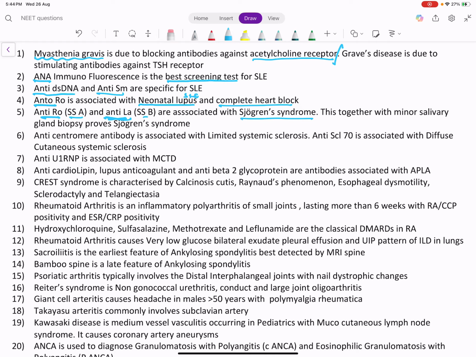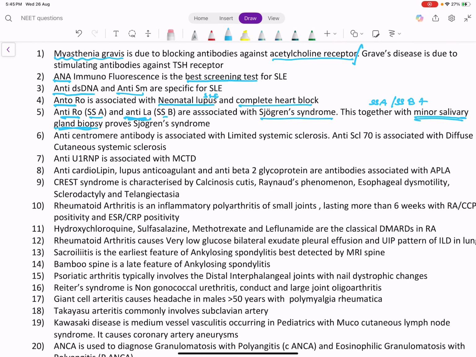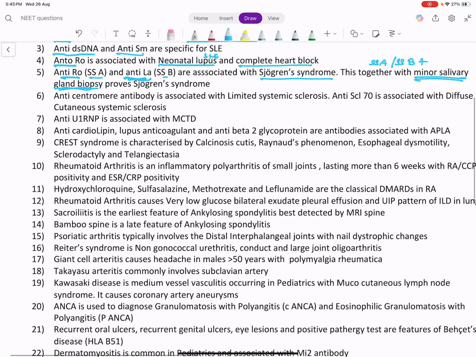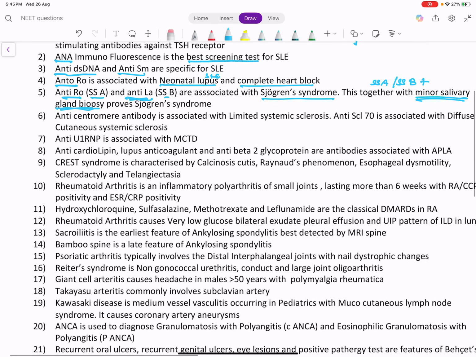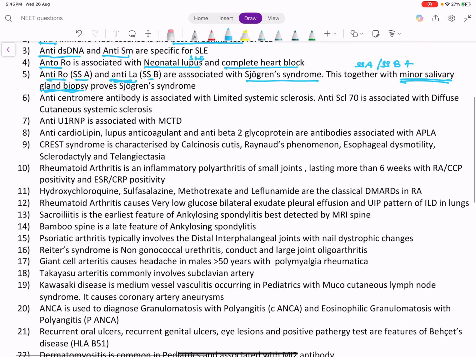How will you diagnose Sjogren syndrome? Sjogren syndrome is also a systemic autoantibody disease where there is lymphocytic infiltration of many glands, especially the salivary glands. So presence of SSA or SSB positivity plus or minus salivary gland biopsy or lip biopsy showing lymphocytic infiltration literally proves Sjogren syndrome. Now coming to another autoimmune disease, which is systemic sclerosis.